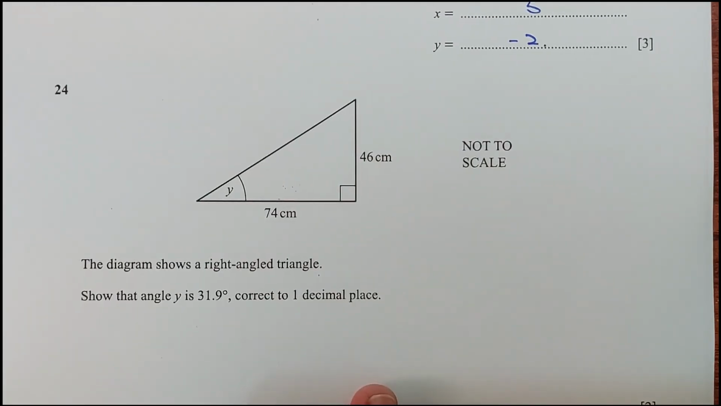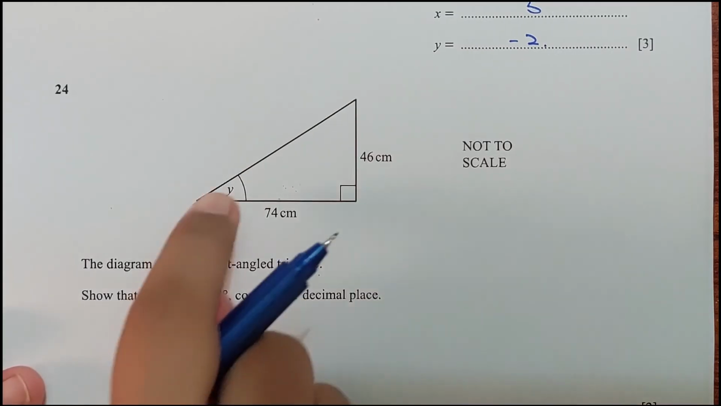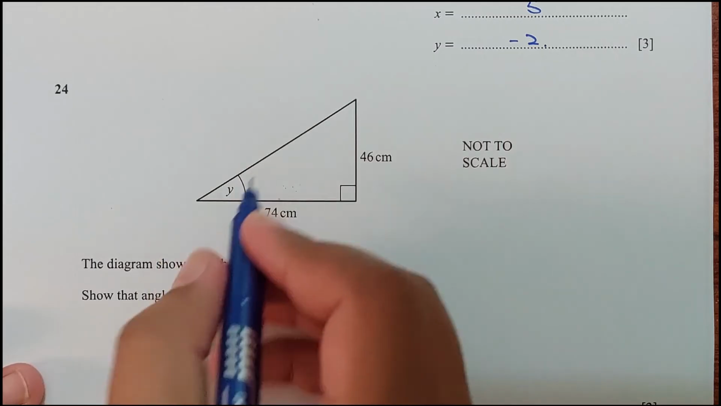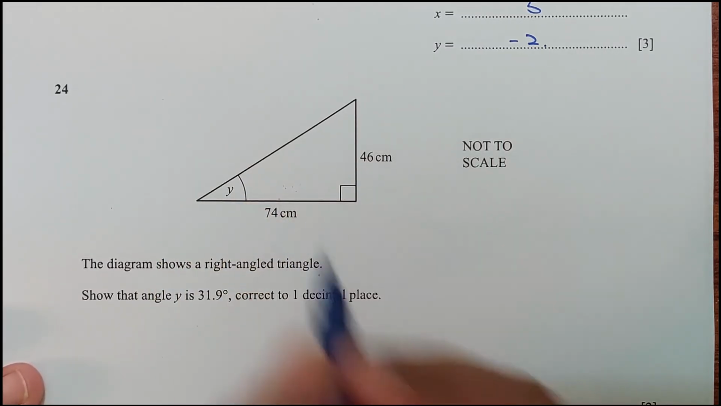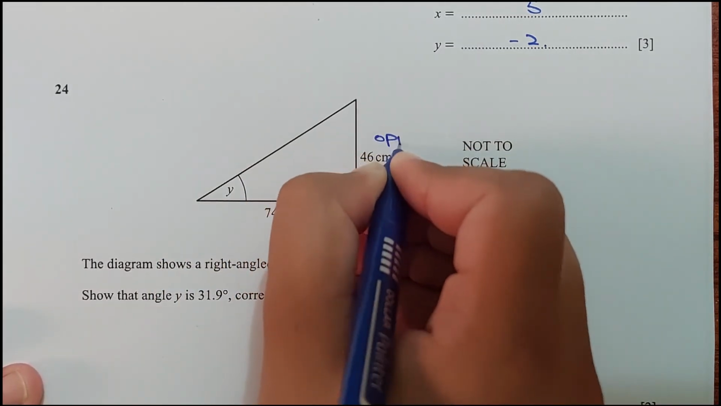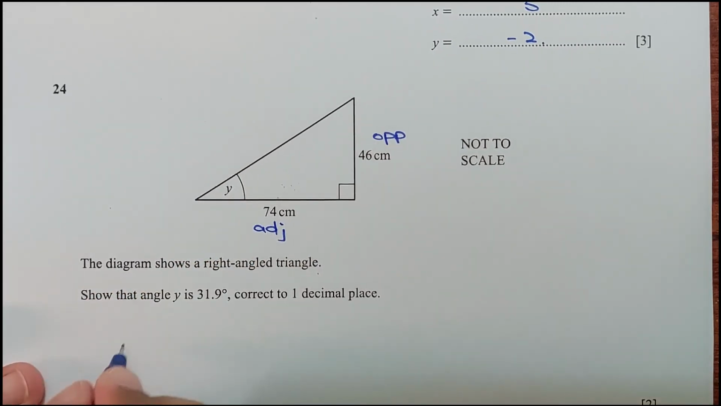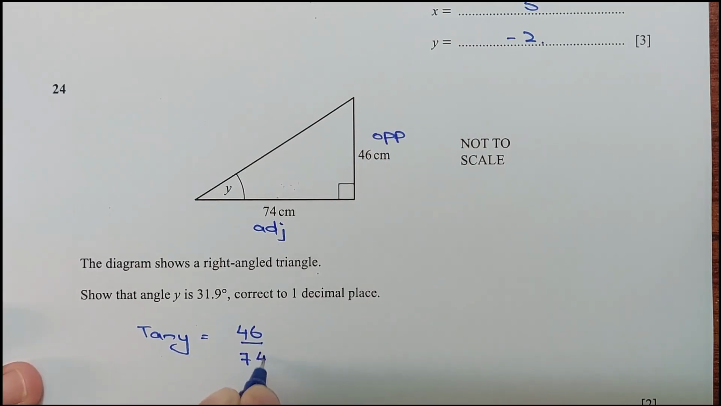Number 24, the diagram shows a right angled triangle. The diagram shows that the angle y is 31.9 degrees, correct to one decimal place. We have to solve for angle y. If it is a right angled triangle, we can use the trigonometric ratios. We have the opposite side and the adjacent side given. So this side is opposite and this side is adjacent. So for the trigonometric ratio, we can use tangent. We can say tan y is opposite over adjacent, which is 46 over 74.